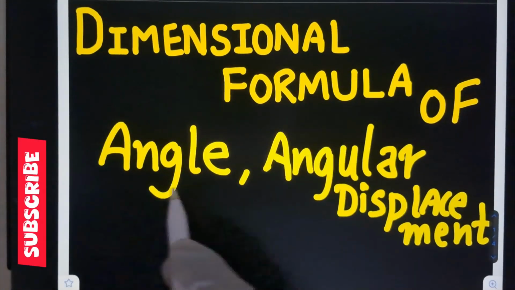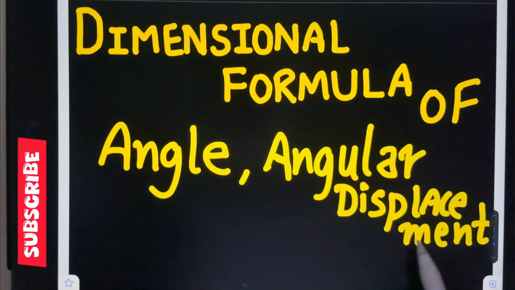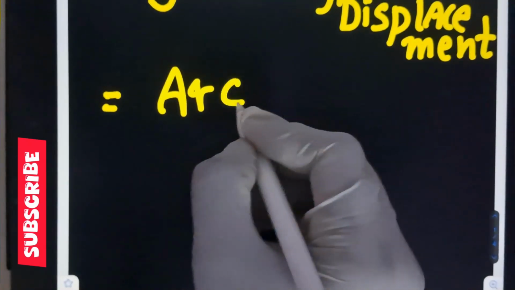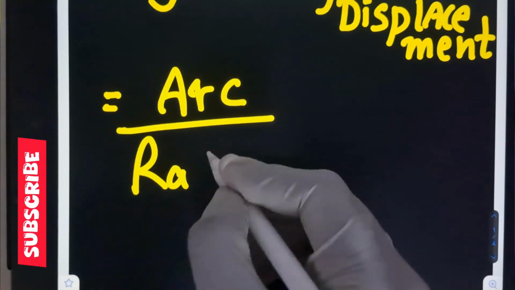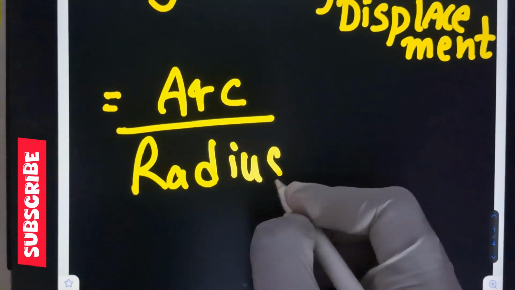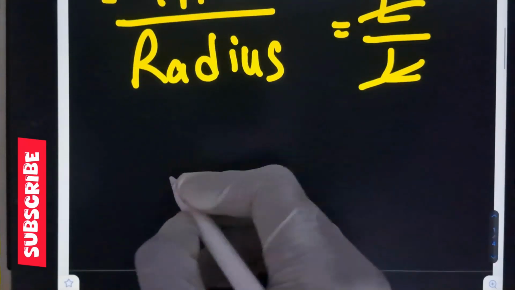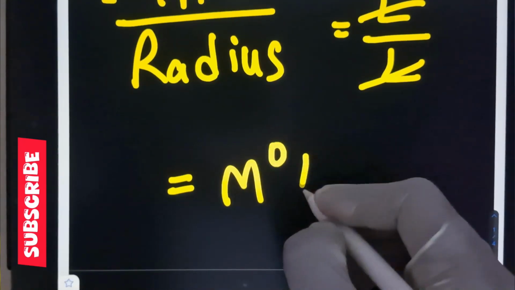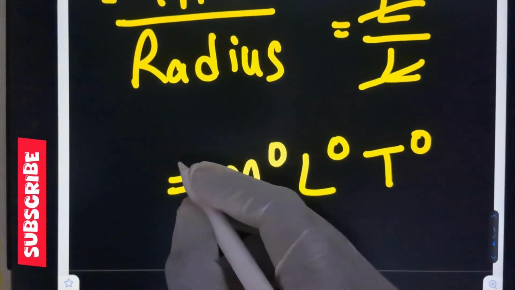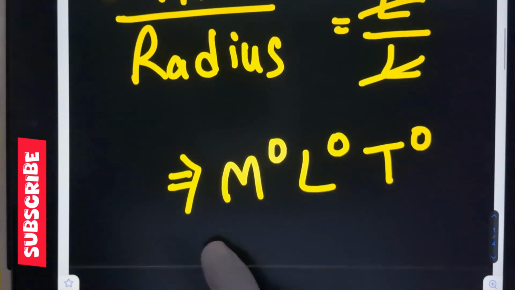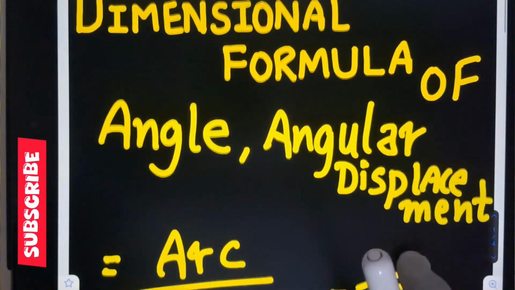To find the dimensional formula of angle and angular displacement. Here the formula is angle is equal to arc by radius. Both are having the same dimensions and units. So it is length by length, L by L is cancelled, and it is m power 0, L power 0 and t power 0. So the angle and angular displacement have no units and no dimensions.